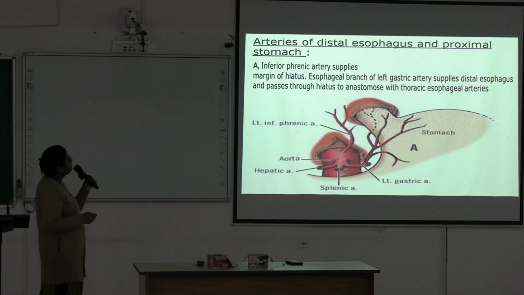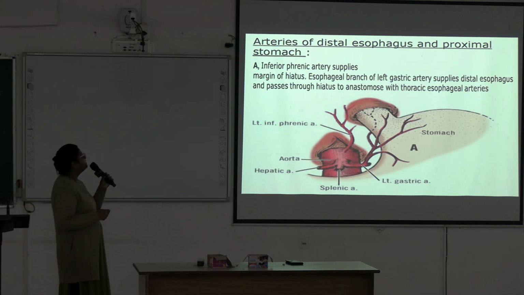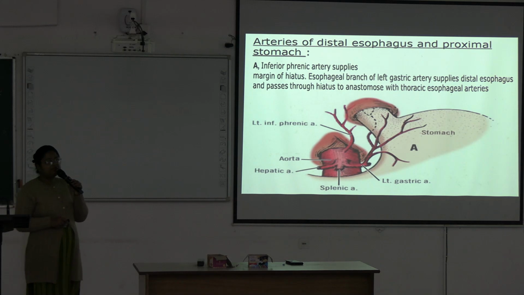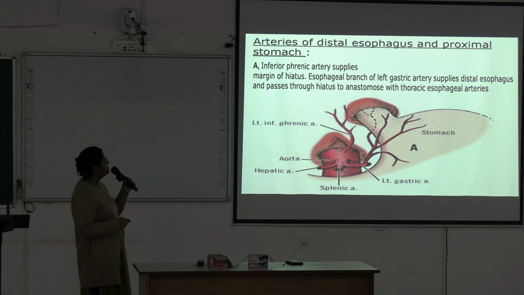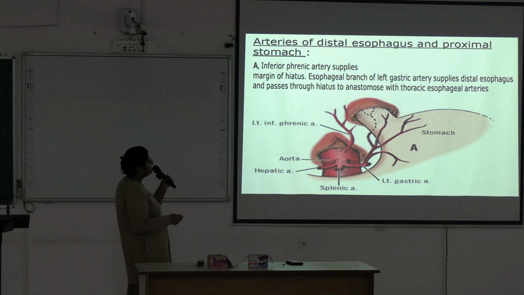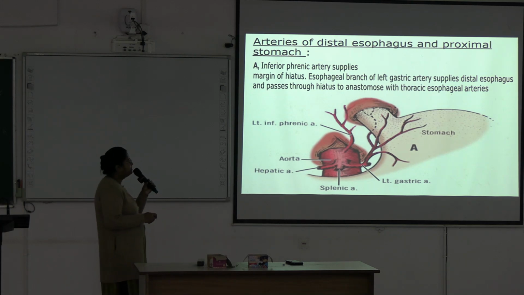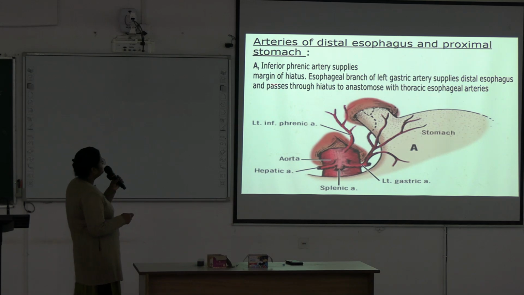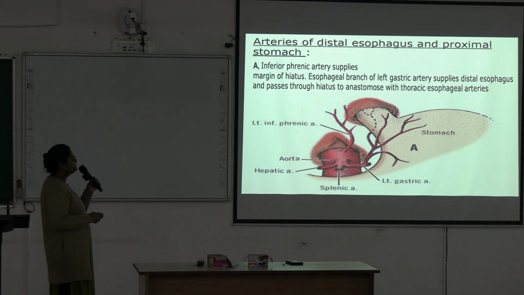Next, arteries of the distal esophagus and proximal stomach. Inferior phrenic artery supplies the margin of the hiatus. See, this one is the inferior phrenic artery. This is a direct branch from the abdominal aorta just after it enters the abdomen, passing through the aortic opening. And this is the esophageal opening, through which the esophagus passes, and the esophagus is continuous with the stomach. So, the inferior phrenic artery supplies the margin of the hiatus.